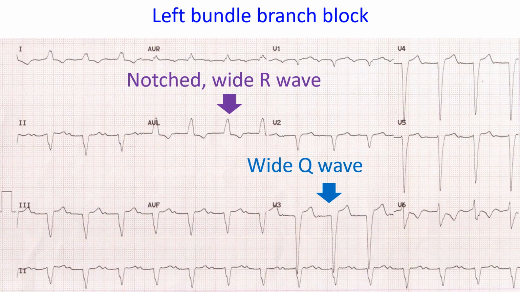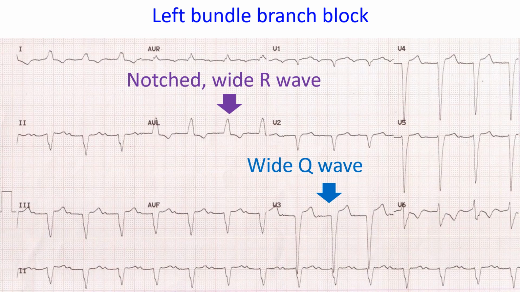Left bundle branch block or LBBB manifests with M-shaped pattern in leads 1, AVL, V5 and V6. A somewhat W-like pattern may be seen in lead V1. But sometimes the notch in the W pattern may not be there and the pattern in V1 may be just a wide Q wave as seen in V1 to V3 in this ECG.